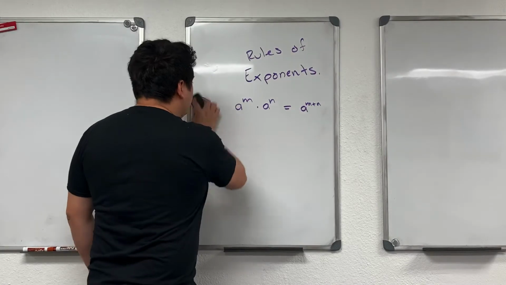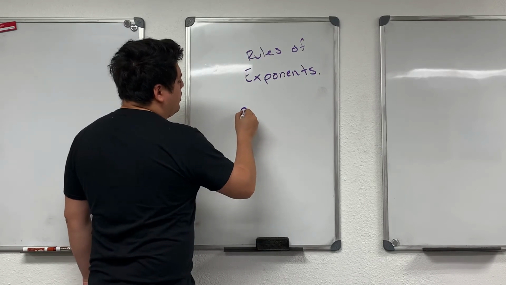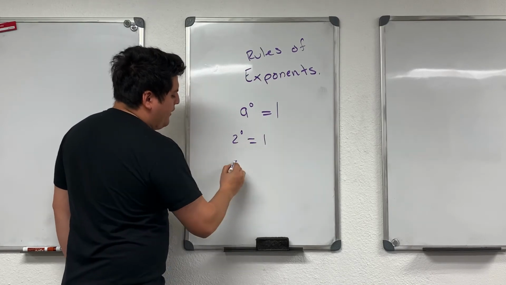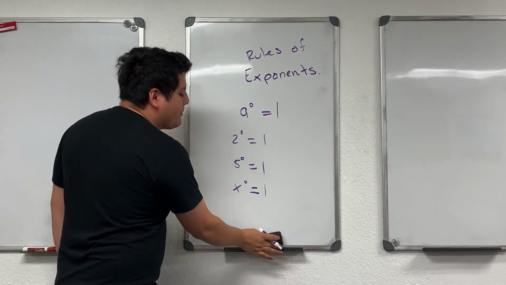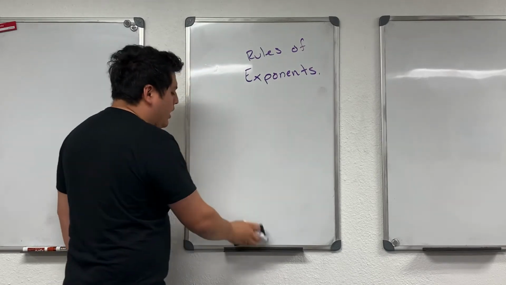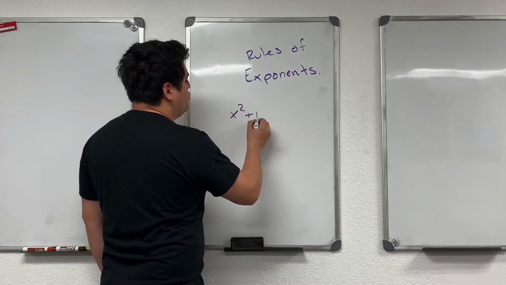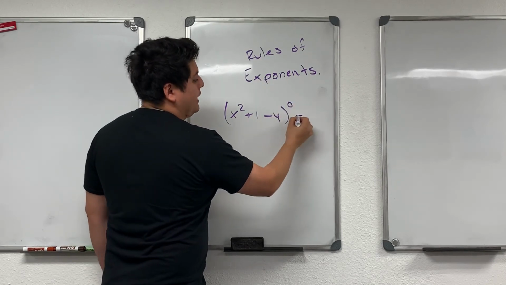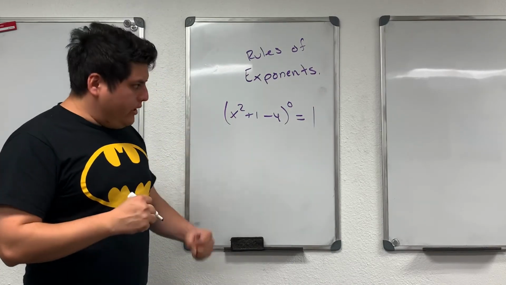The next rule I'm going to talk to you guys about is also very important. Any number raised to the 0 power is equal to 1. 2 to the 0, that's just 1. 5 to the 0, that's just 1. x to the 0, that's just 1. It doesn't matter what you have, as long as it's not 0, you're going to be able to get 1 when you raise it to the exponent 0. I could have x squared plus 1 minus y raised to the 0. That's just equal to 1. Any number raised to the 0 power is going to be equal to 1.